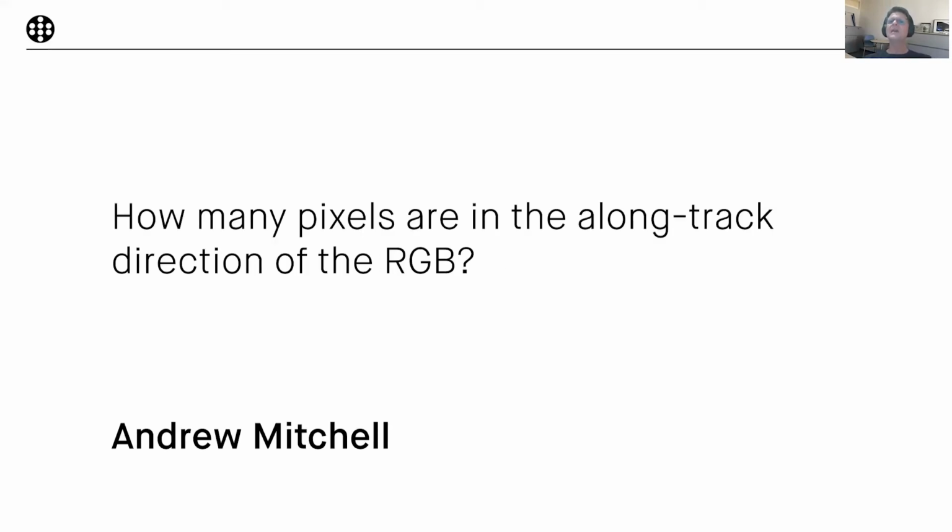How many pixels are in the long track direction of RGB? So the long track direction has 6,150 pixels along track. So it's a bit more than 48,000 wide, and it is 6,150 along the track.